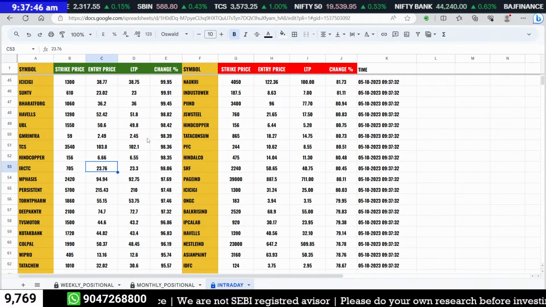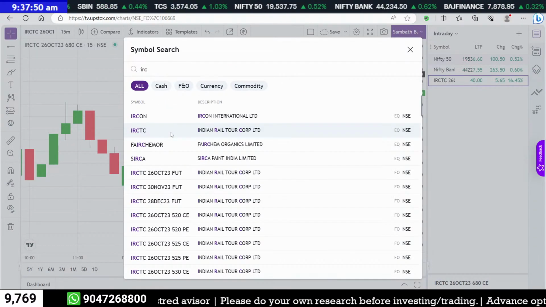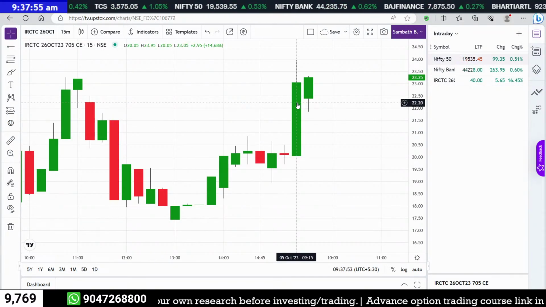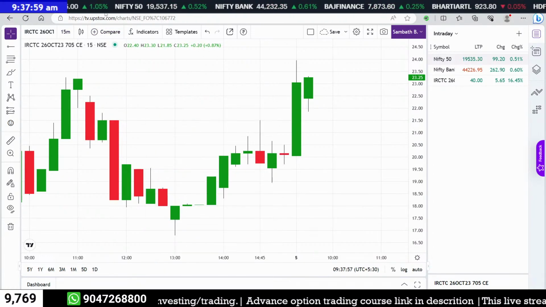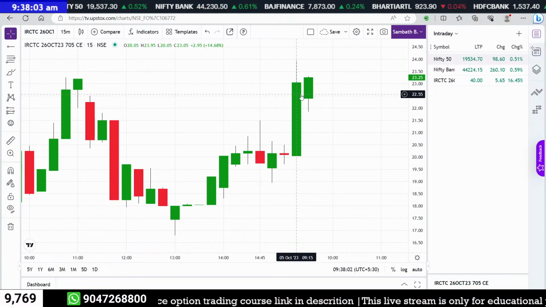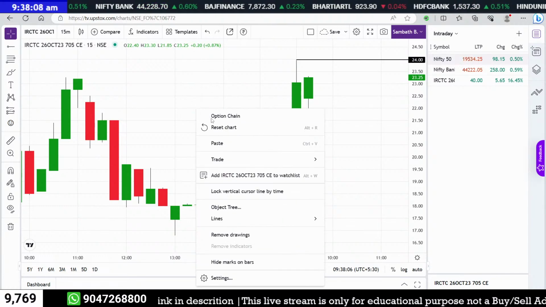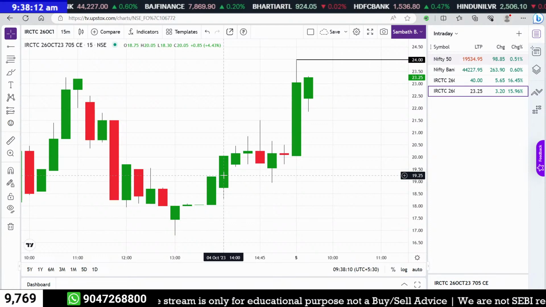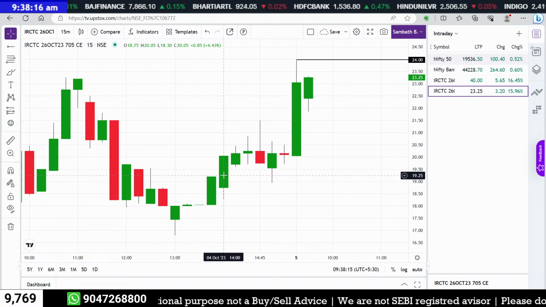Here IRCTC 705, 23.3, 23.95, 23.5. The high is around 24. So we can track this for 24 and above. Maybe a breakout, because we are looking for monthly as well as intraday, which is showing you the opportunity. If it triggers, then maybe a good opportunity.